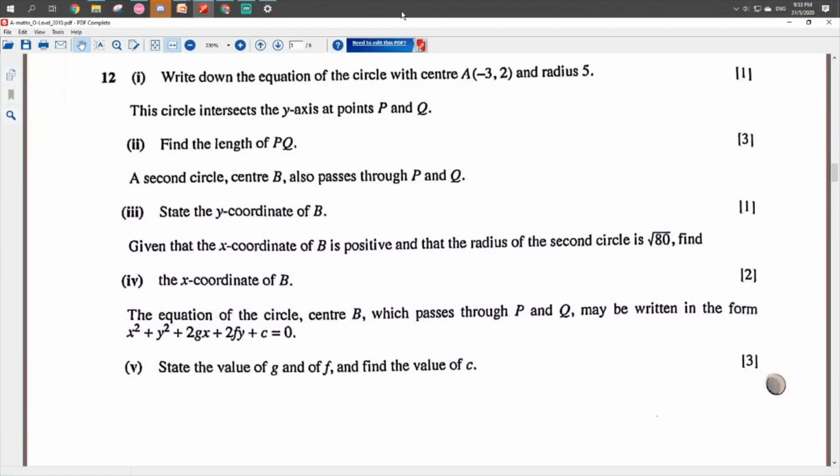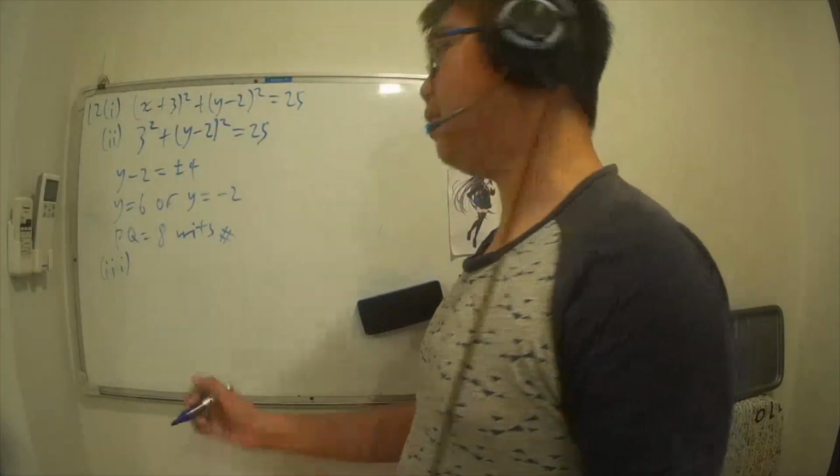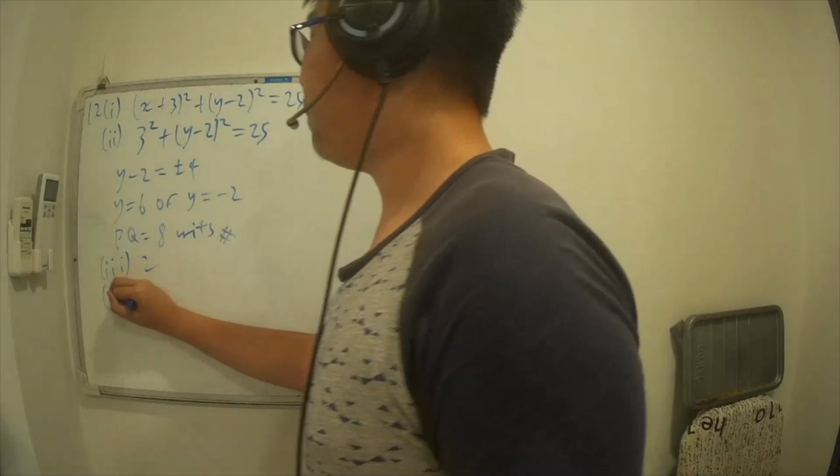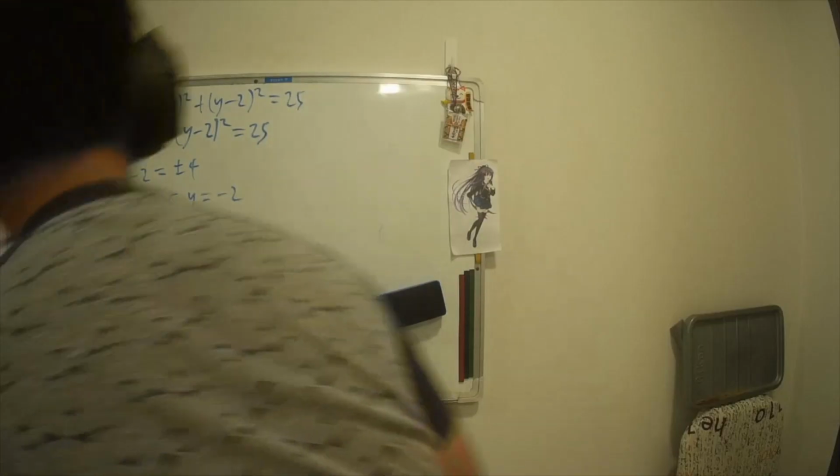Part 3, state the x-coordinate of B, given that it is positive and the radius of the second circle is, state the y-coordinate of B. I keep reading things wrong. So state the y-coordinate of B, it will be the same as A, it's just 2. Part 4 is, given that the x-coordinate of B is positive and radius of the second circle is square root 80, find the x-coordinate of B.